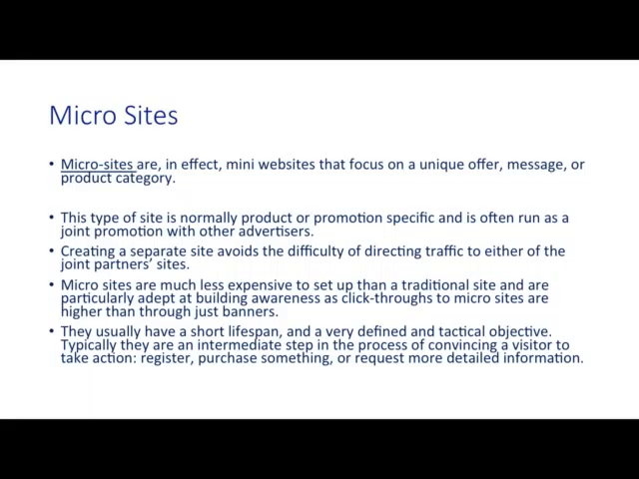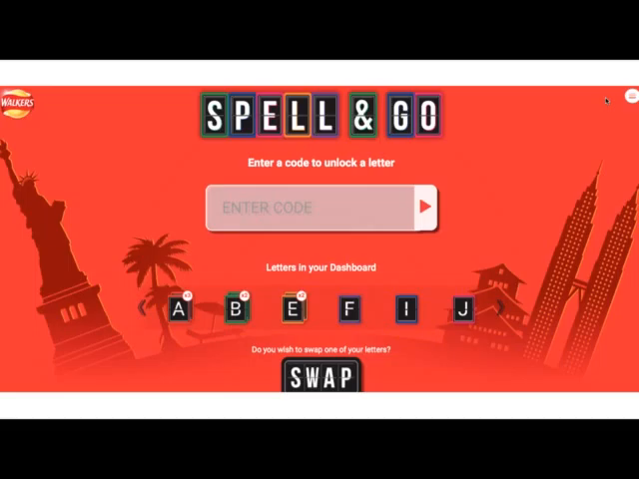They generally have a short lifespan and are very tactical in the sense that traffic is being driven there for one specific purpose. So just to give you an example of a microsite, this is actually the Walker's Spell and Go website, which is their current marketing promotion. They are driving traffic to this site from TV adverts, newspaper, social media, and physical packets of crisps. So basically you have to buy a packet of crisps, get the code, go to the website and enter it in to try and win a holiday. So it's a microsite that is created specifically orientated around a marketing campaign.